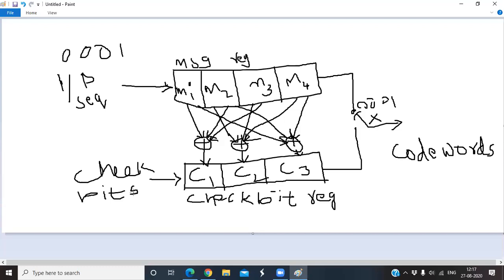Once again, I am repeating. The output switch S is first connected to the message register to transmit all the message bits in a code word. Then it is connected to the parity bit register to transmit the corresponding parity bits. Therefore, we will get a 7-bit code word at the output of the switch. So these are the theory points you have to write. Clear about this?